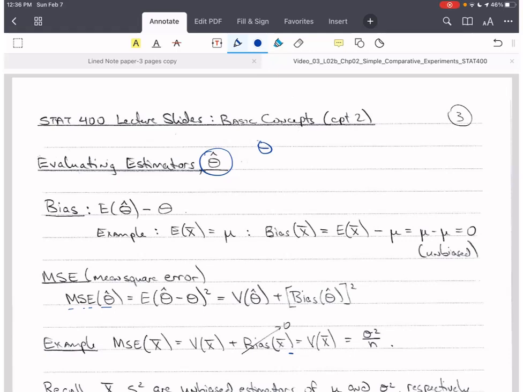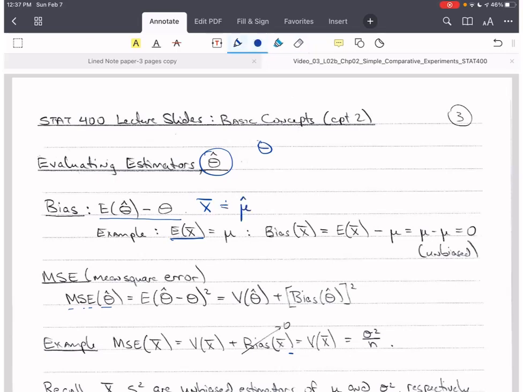Okay, so the first concept is bias. So this is the statistical bias, and the statistical bias of an estimator, theta hat, is calculated as the expected value of theta hat minus theta, the parameter it is estimating. So one easy example for us to do, because we know these values, is we know the expected value of x bar, and x bar is an estimator for mu. And so we could say that this is equal to mu hat.